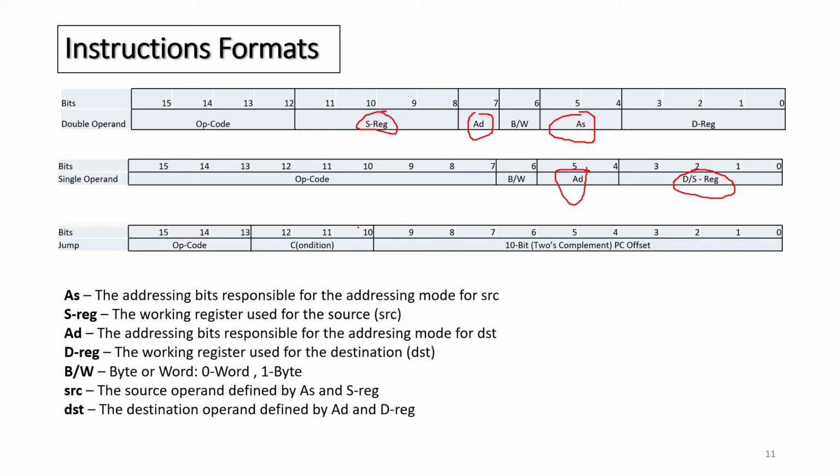D register, the working register used for the destination. We have the D register here and here as well. B or W stands for byte or word, 0 stands for word, 1 for byte, and we have the byte or word selection in these sections. And source and destination are the two operands for the instructions.